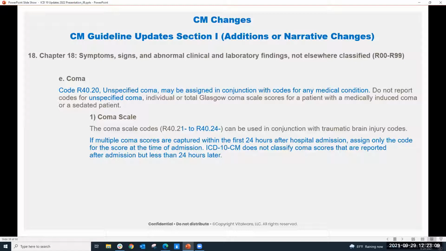And then they just say that if the coma scores are captured within the first 24 hours after hospital admission, then you would only assign the code for the score at the time of admission. The classification doesn't classify coma scores that were reported after admission, but less than 24 hours.